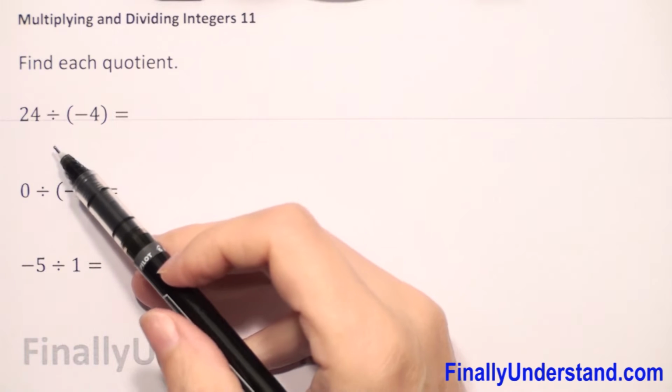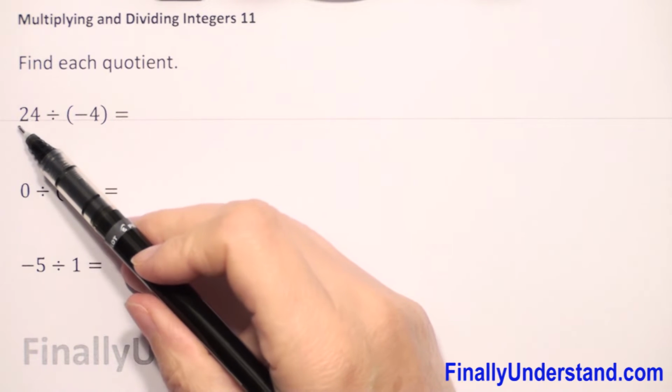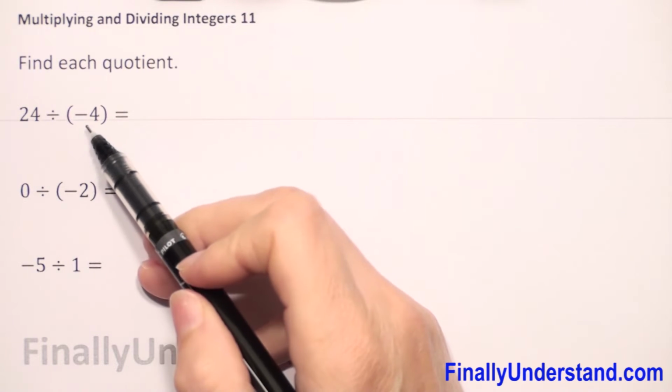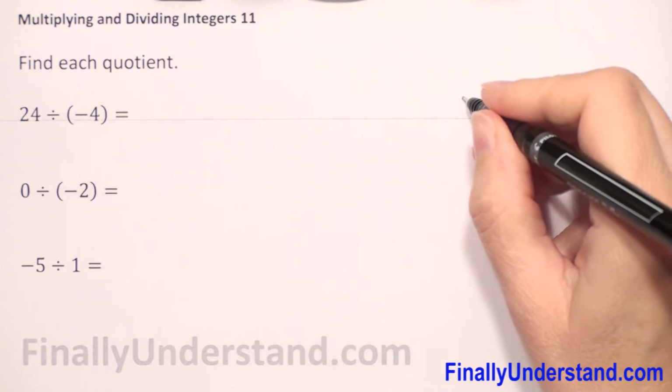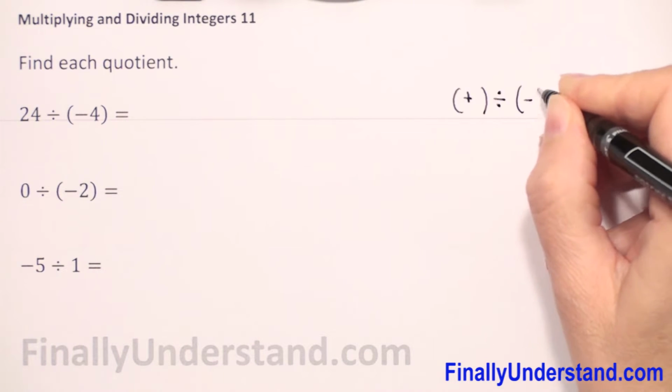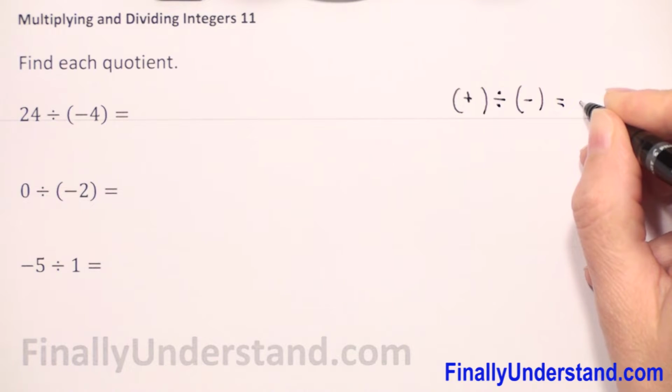We have division of integers. First, we have to check the signs. Before 24, we don't have any sign. It means the first number is positive, the second is negative. When we divide positive by negative, the answer is negative.